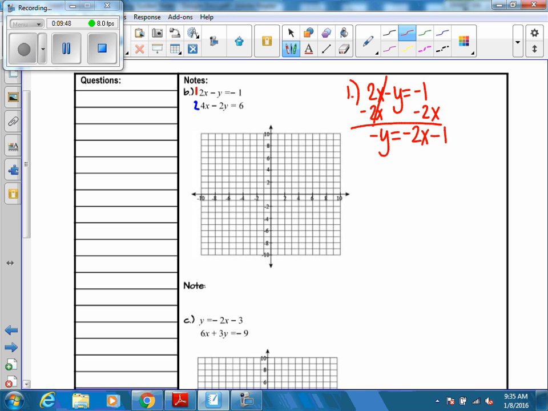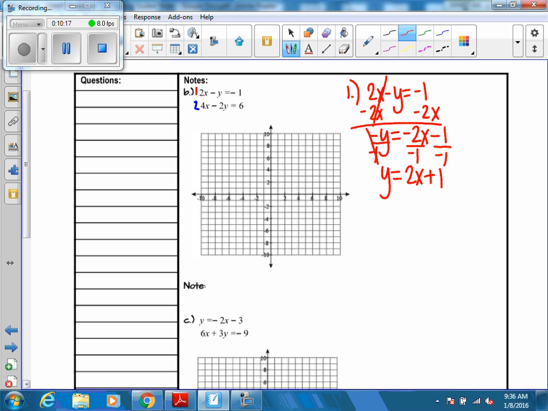Now I'm almost done, but my equation is not in slope-intercept form yet. So now I have to divide by negative 1 to every single term. It is very important that when you're doing this, you pay attention to your sign. So I'm going to be left with y equals a negative 2 divided by a negative 1 is positive 2x. And then negative 1 divided by negative 1 is going to be positive 1. So I have my first equation.